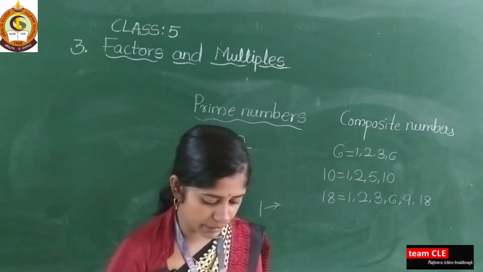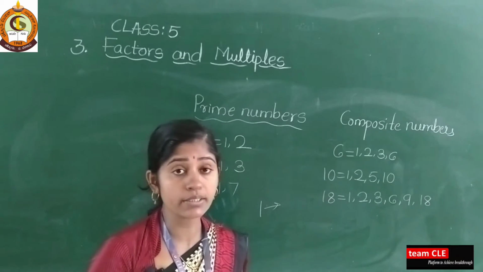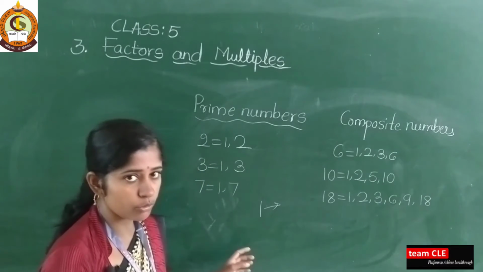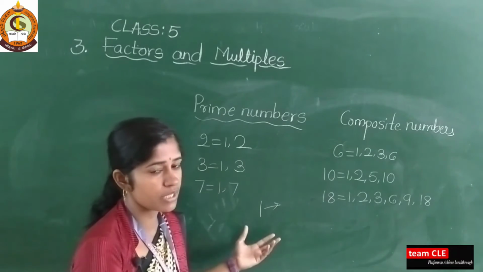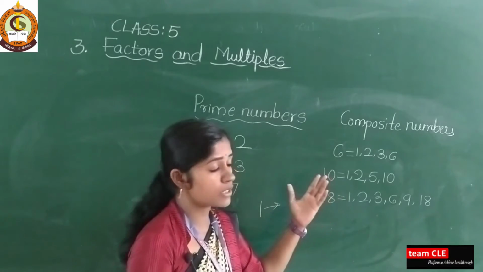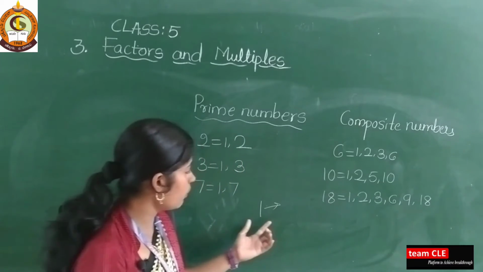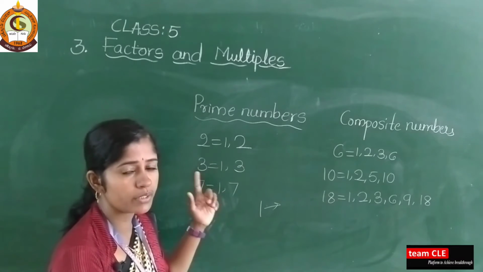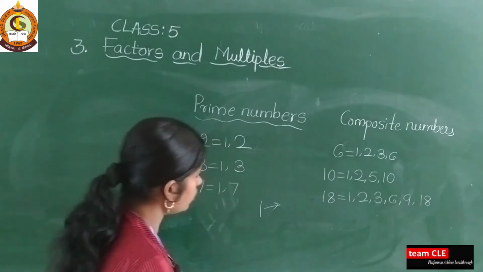So let us take some examples. For that you need to know whether the given number is a prime number or composite number. Okay, I hope you understood. I will revise once again. Prime number means a number which has only 2 factors, the number and itself. Composite number means which has more than 2 factors. 1 is neither prime nor composite, and 2 is the only even prime number. Clear? Then we will move to next.